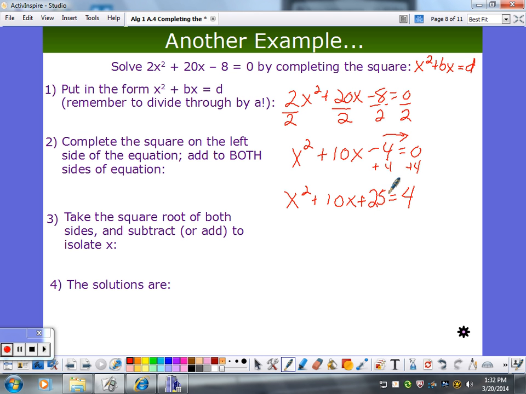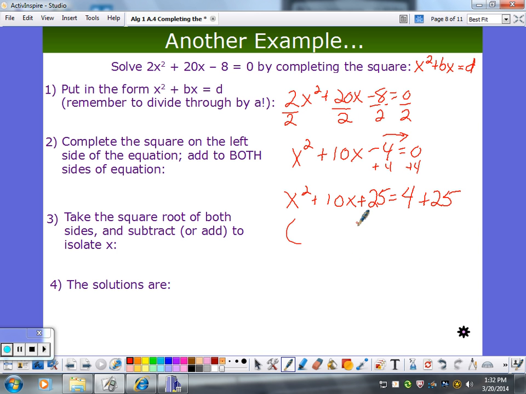25. How come? You have it and square it. Half of 10 is 5, square it. What do I need to do? I just added 25 to the left side of the equation. I must add it to the other side to keep the equality true.